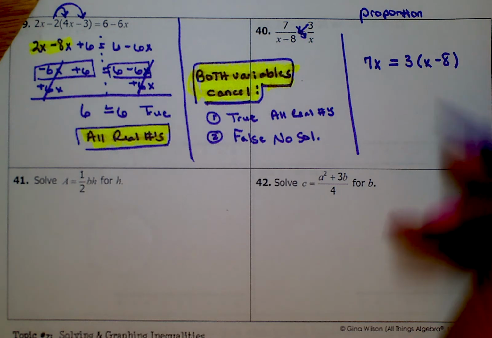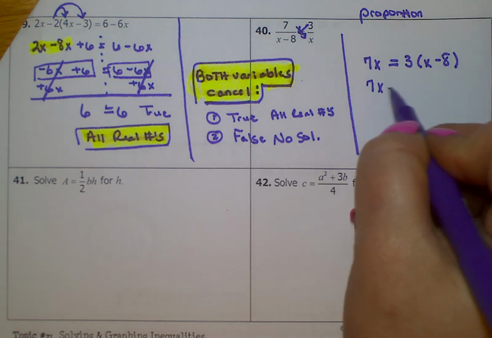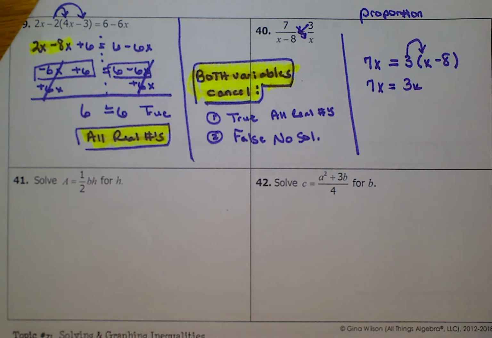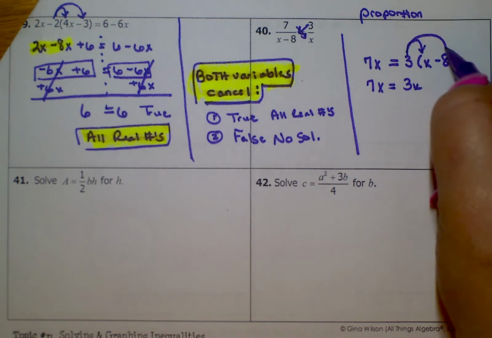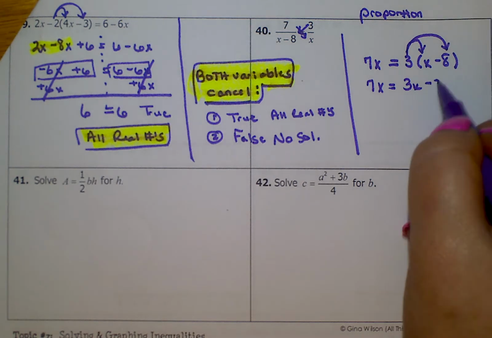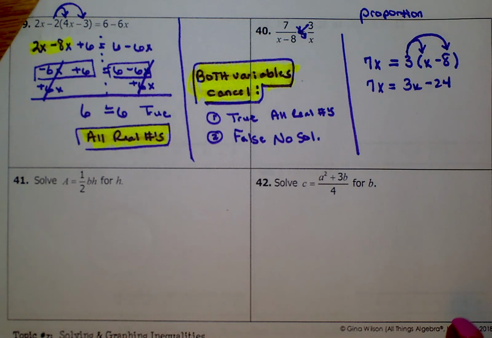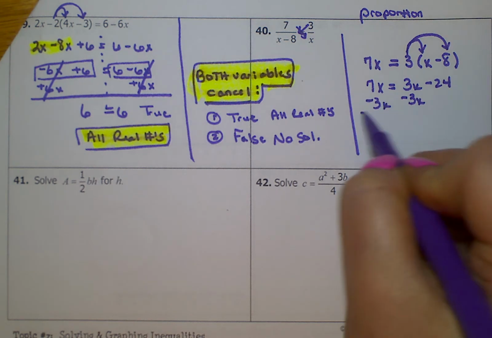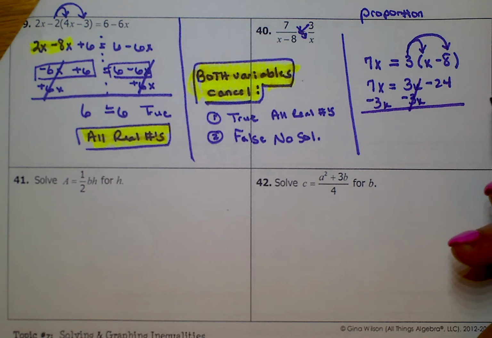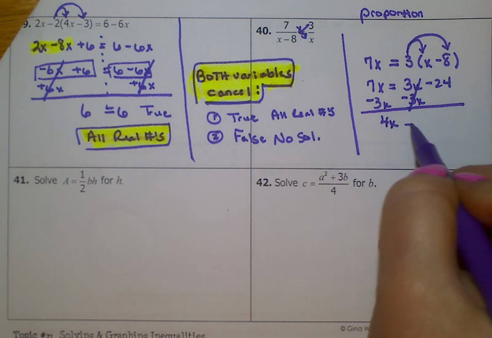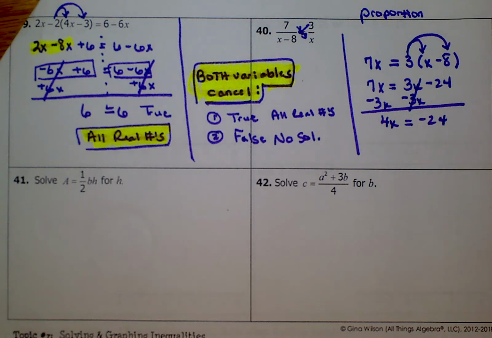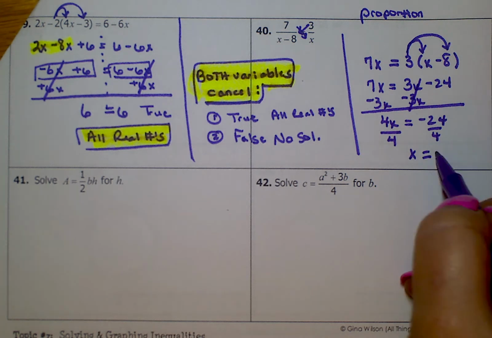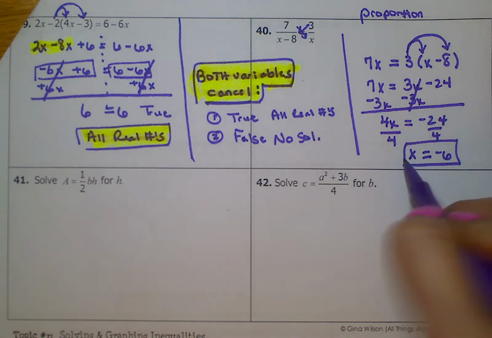So what you're going to have to do here is distribute. 3 times x is 3x. 3 times negative 8 is negative 24. We subtract 3x. 7 minus 3 is 4. Divide by 4, and x is equal to -6.